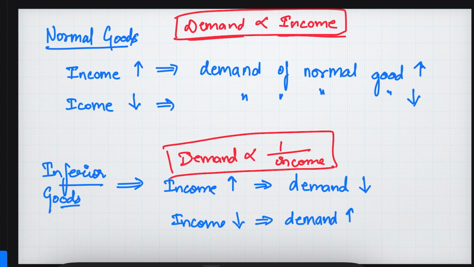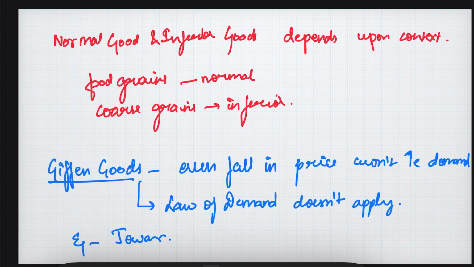Similarly, in case of inferior goods, they are opposite to the normal goods in the sense that if income increases, the demand for inferior goods would reduce. So the demand for inferior goods is inversely proportional to your income. Inferior goods would be something such as the coarse grains, such as bajra, ragi. Normal and inferior goods depend upon the context. So we consider food grains normal and coarse grains as inferior.